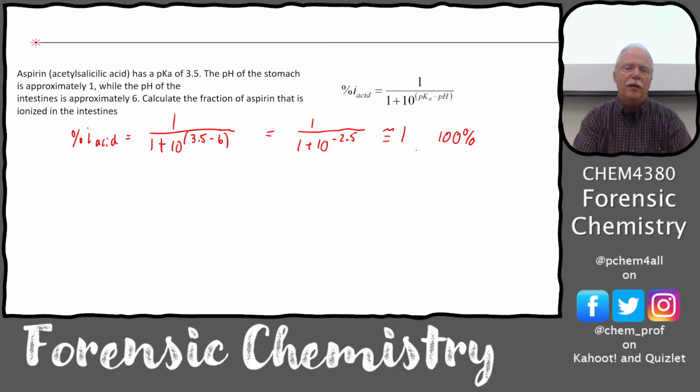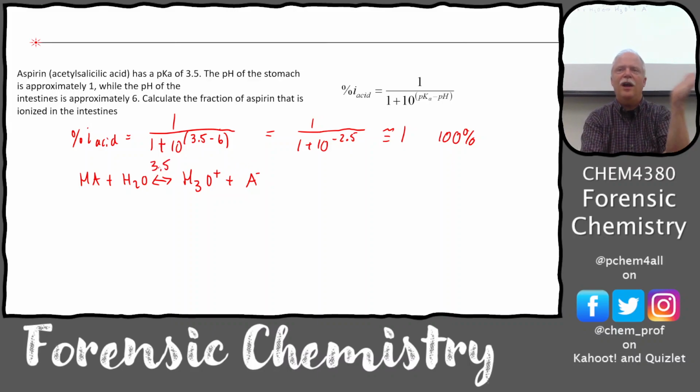We also know that because if you've got the acid HA plus water in equilibrium with H3O plus and the conjugate base A minus, this sort of occurs at 3.5. So at 3.5, you're halfway there. If we're at 6, we're far on the right. If we're at 2, we're far on the left. So you can kind of think of it that way too.